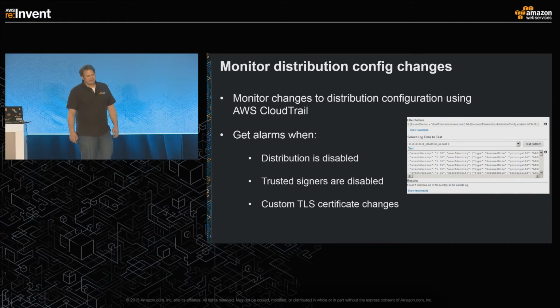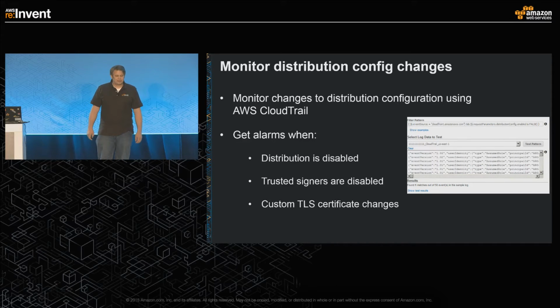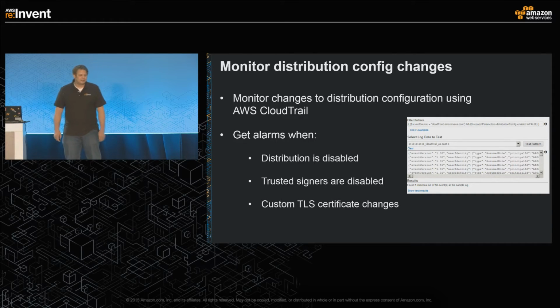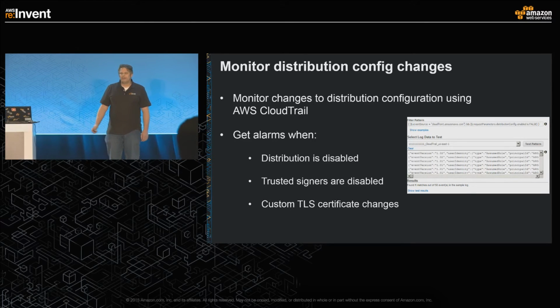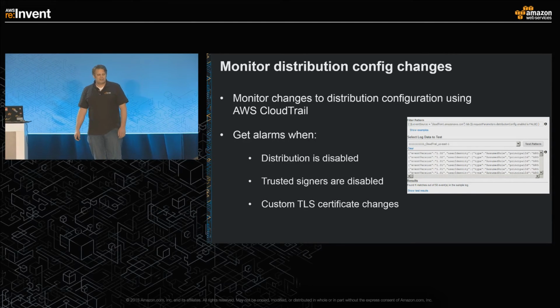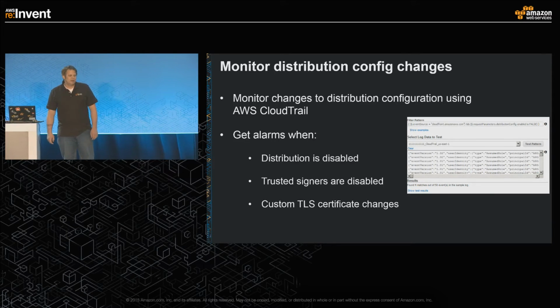So CloudTrail is an AWS service that tracks API activity across services: ELB, EC2, S3, CloudFront. It allows you to basically audit any API activity that occurs. In this case, you can set an alarm when there are configuration changes on your distribution, such as a distribution being disabled, trusted signers being disabled, or custom TLS certificate changes. We'll go into a little bit more on that in the demo.